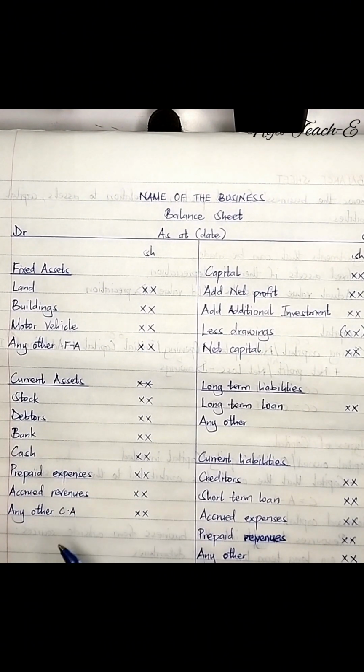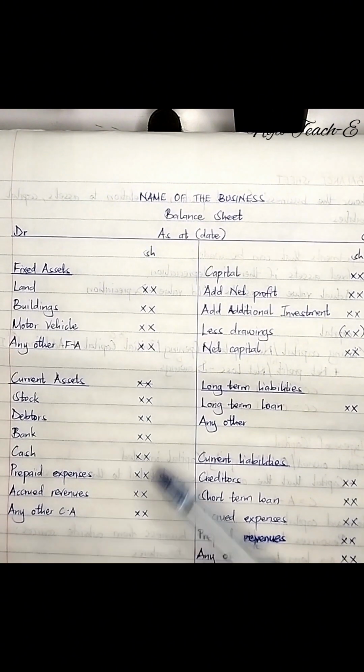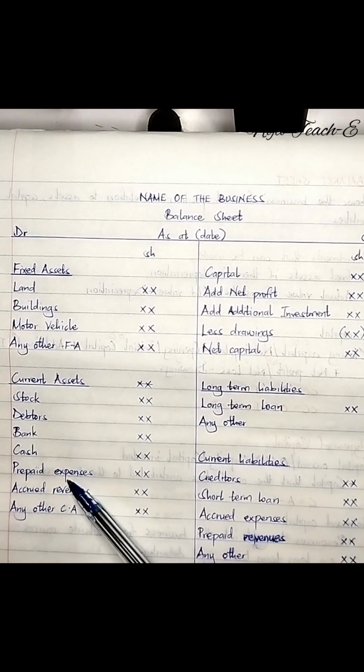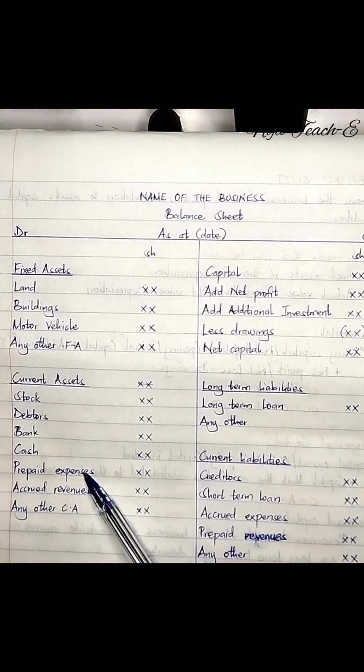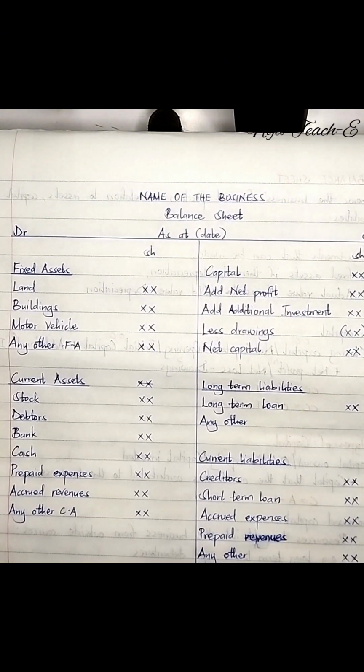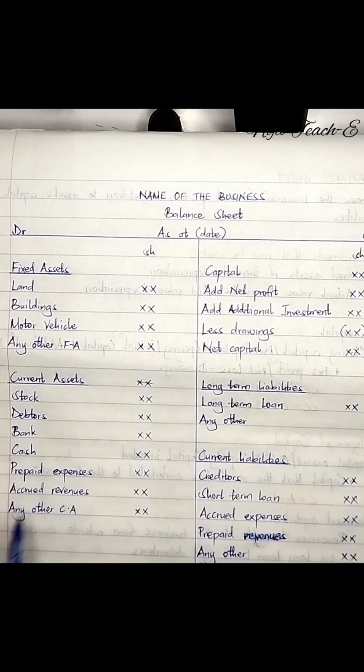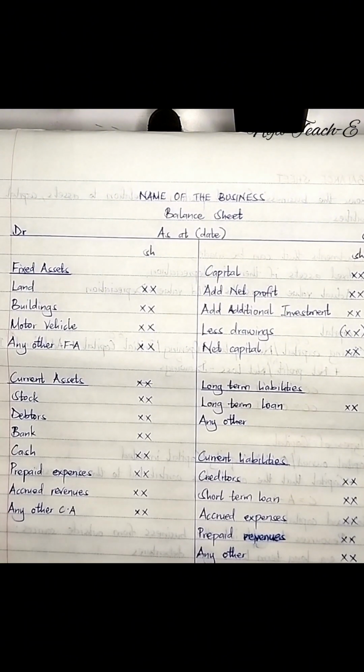I've paid for them. I have these assets, but they're coming. They're not yet in the business. Prepaid expenses. What are accrued revenues? Accrued revenue is income the company has earned, but the company has not yet received payment for. This is income for the business, but it has not yet been paid.